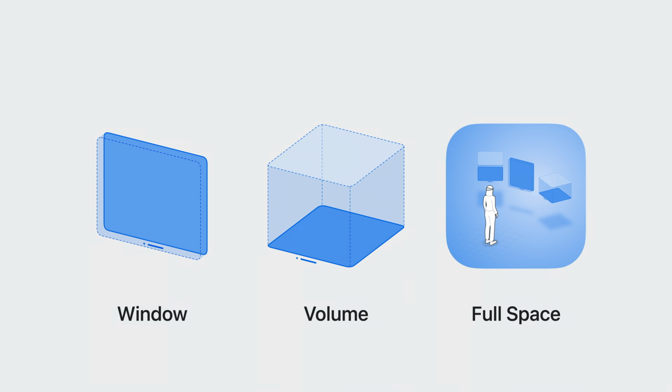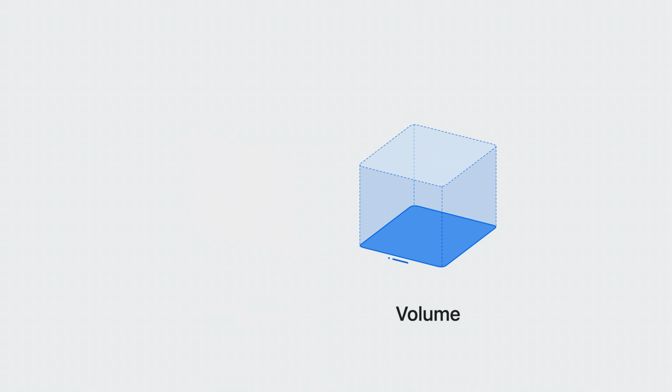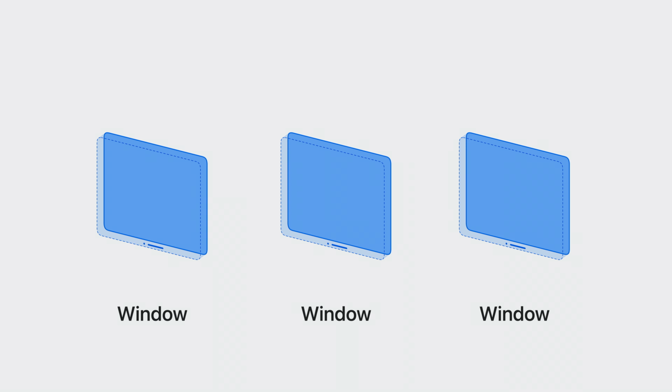for your app. You can present a volume from a window, like to show a lightweight 3D preview of an architectural model. Or you could present a full space from a volume to completely immerse people in that model. You can also use multiple scenes of the same type, which is a great way to organize your app into separate pieces that people can open and close independently.